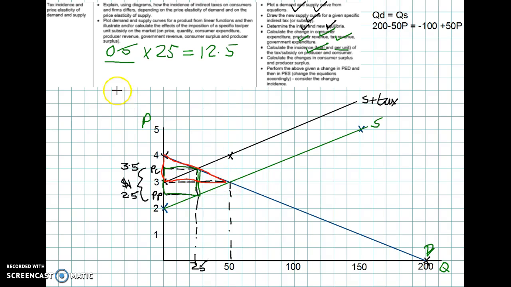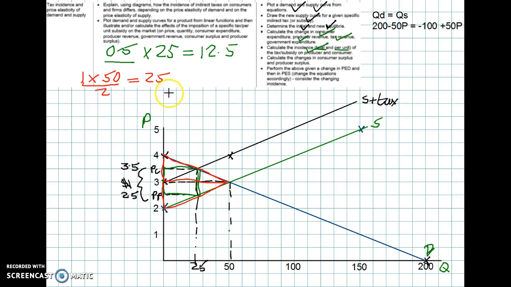It's just a triangle, so dead easy. So we'll do 1 times 50 and divide that by 2, and we get 25. And again, you probably guessed this is going to be the same. So again, it's 1 times 25 equals 25. So again, consumer and producer surplus for each one was 25.